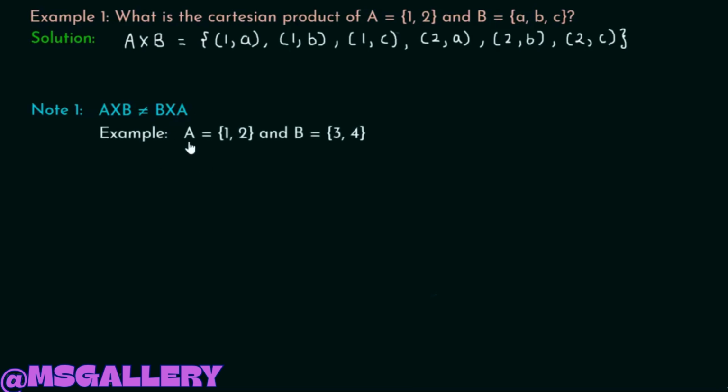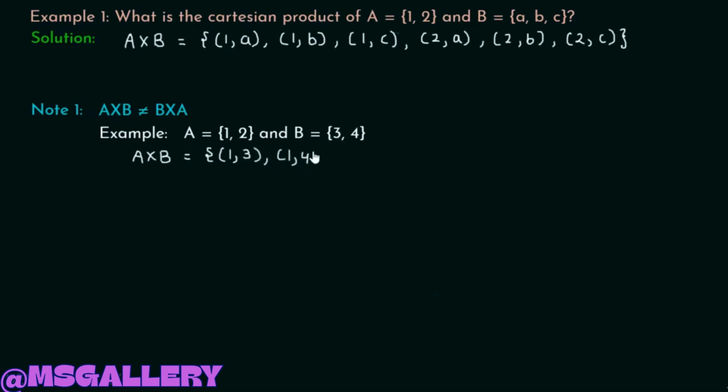Let us suppose that A represents this set, that is 1, 2, and B represents this set 3, 4. What is A cross B? A cross B is equal to all possible combinations where the first element of an ordered pair must be an element of A and the second element must be an element of B, right?